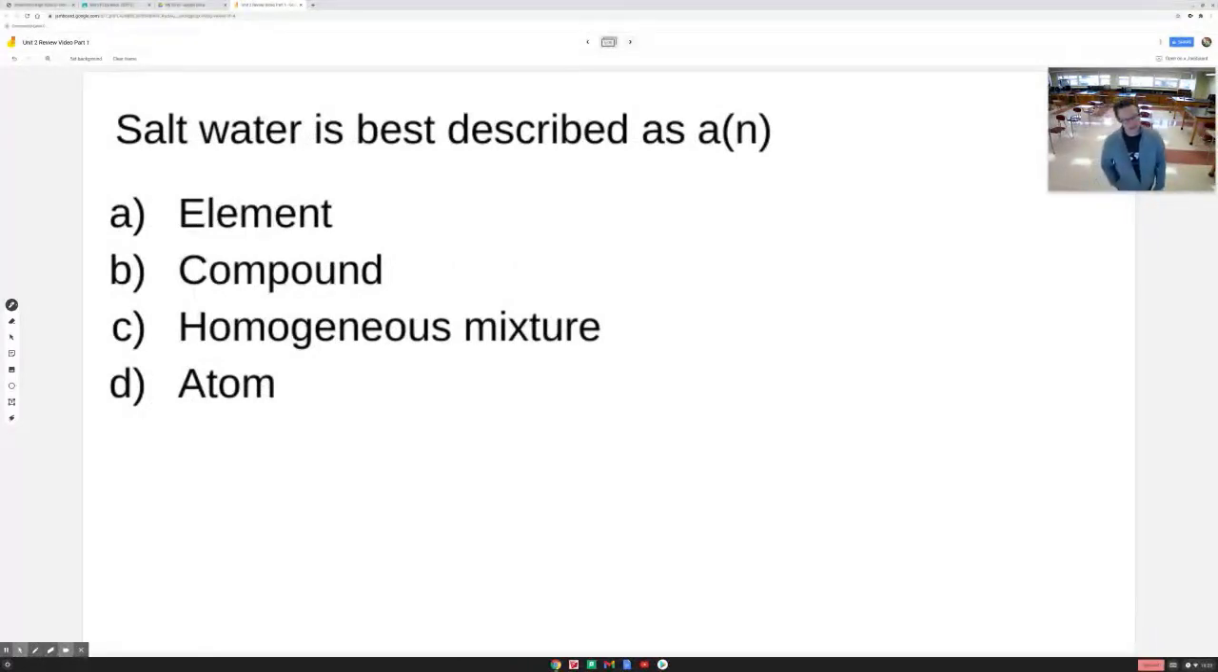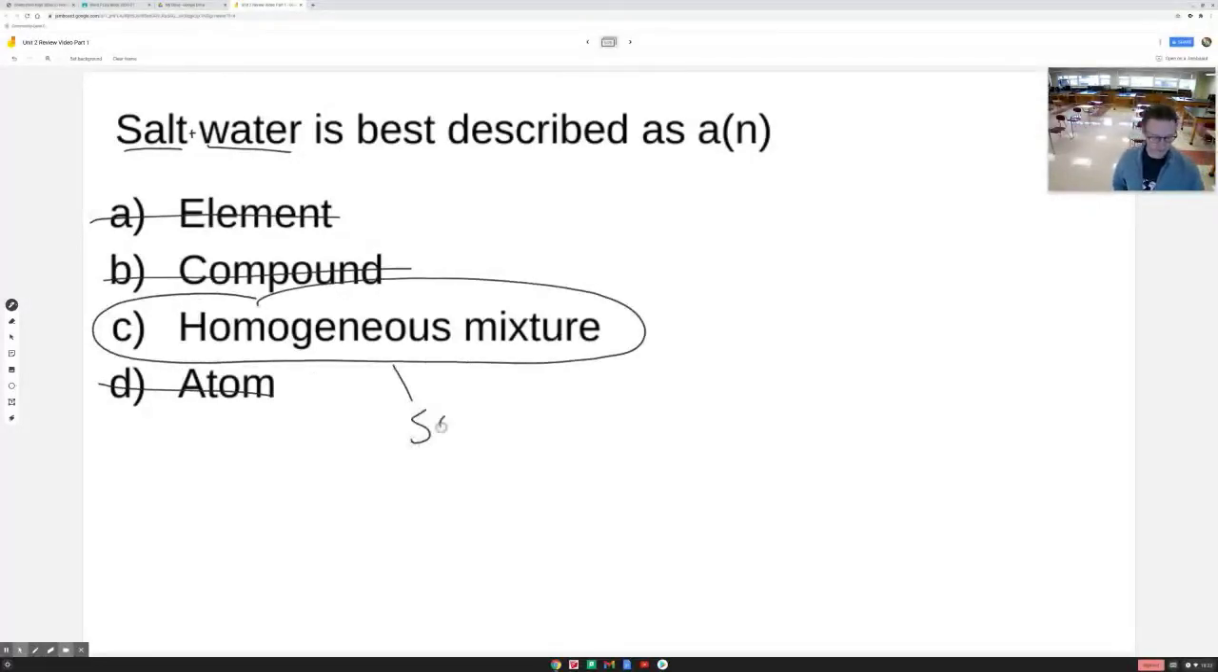Salt water is, well, it's definitely not an element. We want to be careful that it's not a compound because it's salt. You kind of look at this as salt plus water, right? So it's not a compound. It's not an atom. It is what we call a homogeneous mixture, which is also referred to as a solution. Okay, it's a mixture because the salt and the water are combined, but they are not chemically bonded to one another, forming a compound.